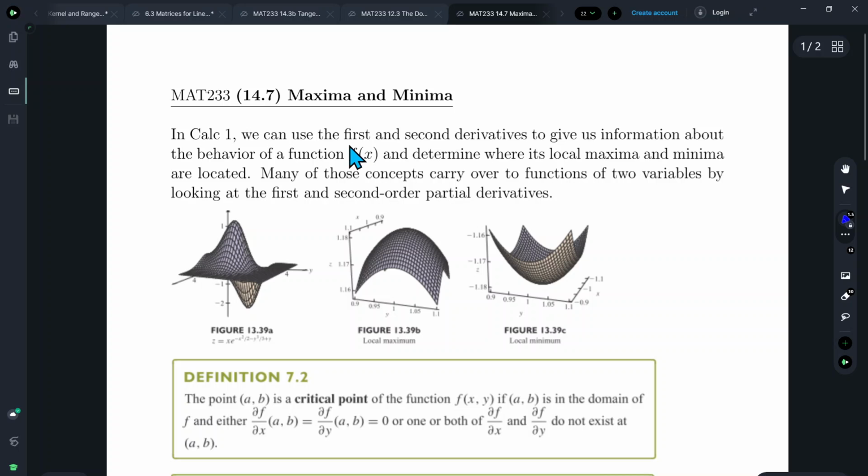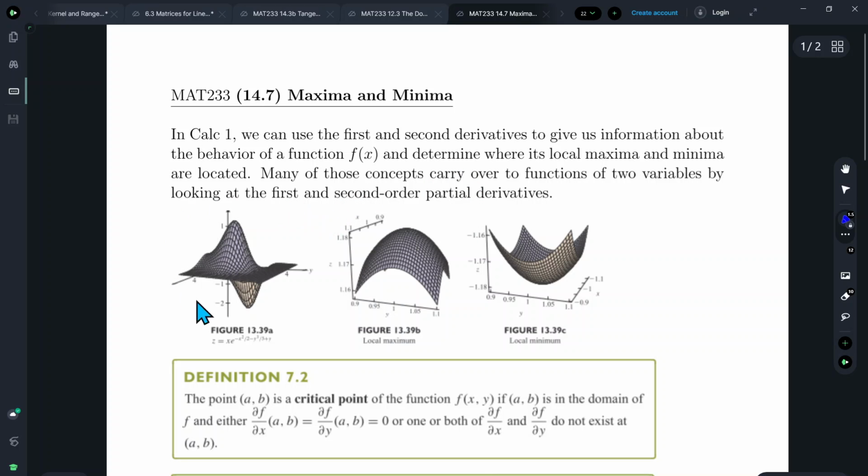First you find the first derivative, set it equal to 0, and that'll give you the critical points of the function. And then you can take the second derivative and calculate it at those critical points. Whether the function is concave up or concave down at those points will tell you whether you have a local maximum or a local minimum. Many of those concepts carry over to functions of two variables, except now we look at the first and second order partial derivatives of the function.